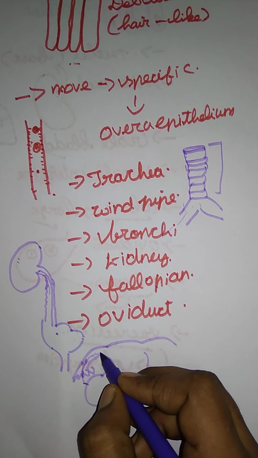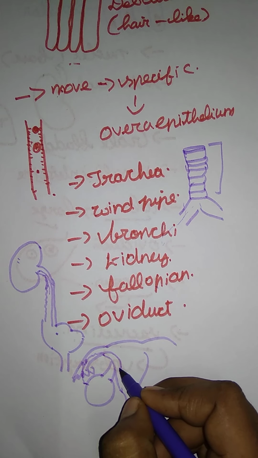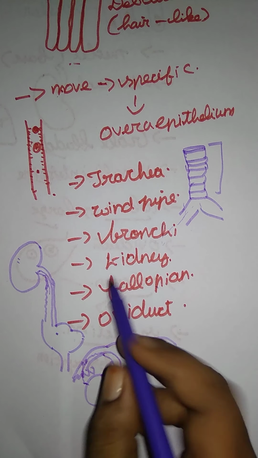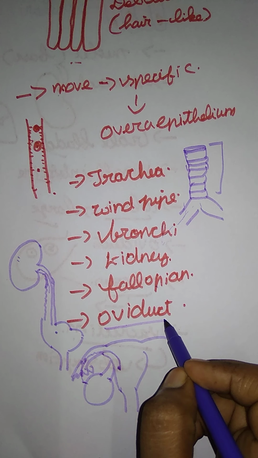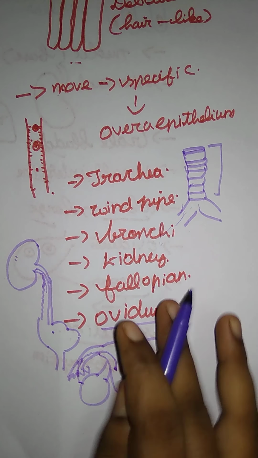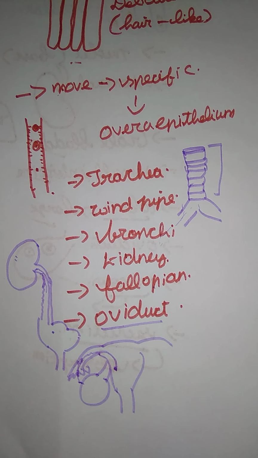They receive the ovum and transfer it to the uterus. Okay, and that is the major function of the fallopian tube. And the oviduct, we already said that. Okay, so that's it for the ciliated epithelium. I hope you understand the ciliated epithelium.